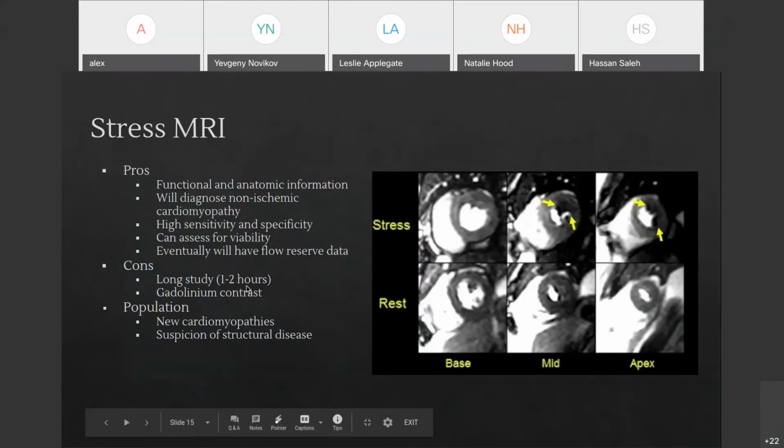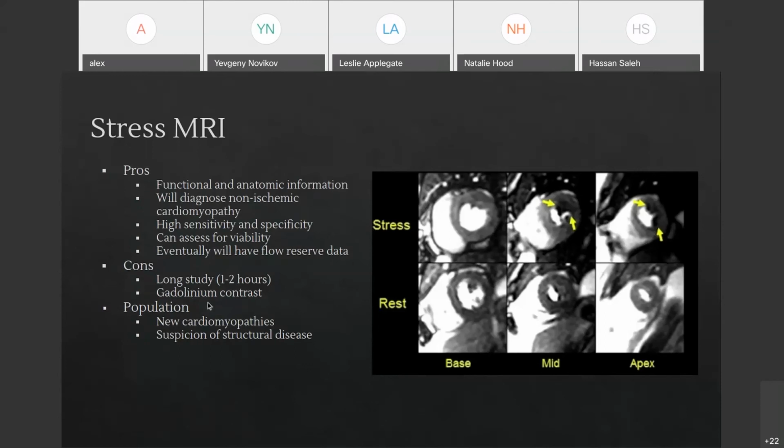Cons: it's a long study. In duration, it's probably about the same length as your other stress tests, but the problem is people have to spend a long time in the MRI tube, about an hour or so, and they have to be able to breath hold and cooperate with the exam, and it doesn't go great for everybody. Obviously, with gadolinium contrast, if you have ESRD, they are really not candidates for this.